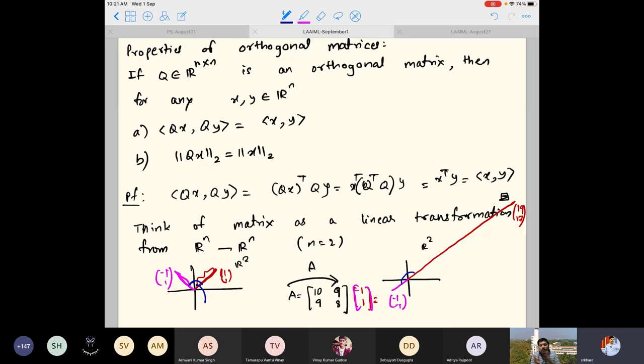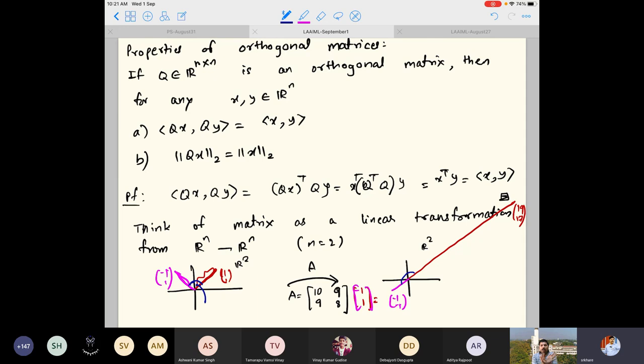At the same time, what is this linear transformation? What is this matrix A doing? It is sending this vector 1, 1 to this vector 19, 17. That means that it is changing the length of the vector also. So this is something that you probably may not want to see. Okay, why? We will see a little later. But this is something that is not a good idea.